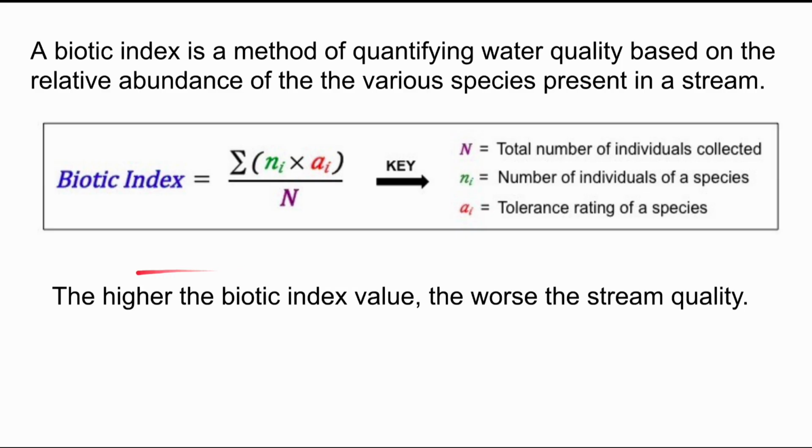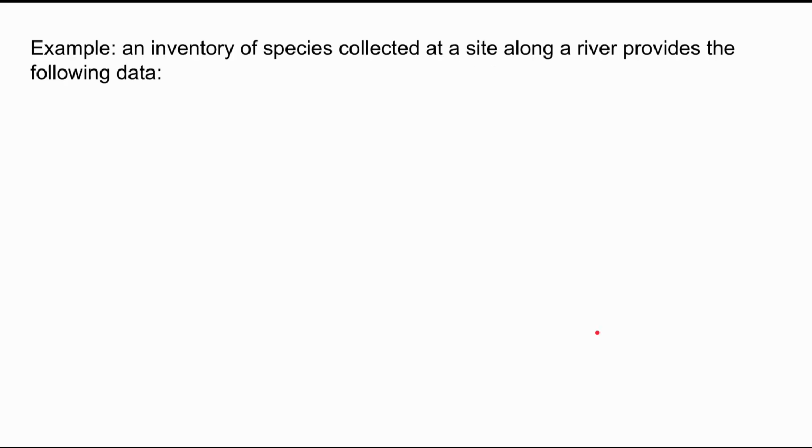So basically, the higher this value is, the worse the stream. If I have a lot of high tolerance ratings, that means those organisms are tolerant and can live in unhealthy systems. So when I get a high biotic index number, it tells me I have worse stream quality. And when I have a low one, it means it's better.